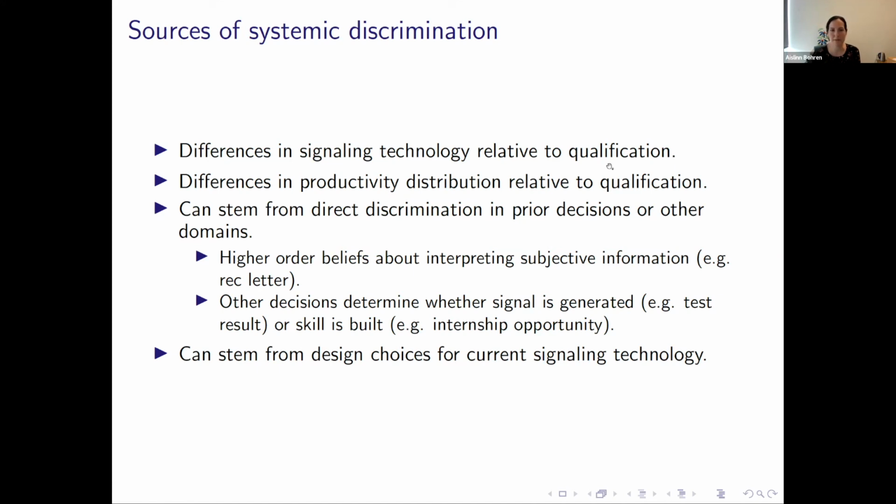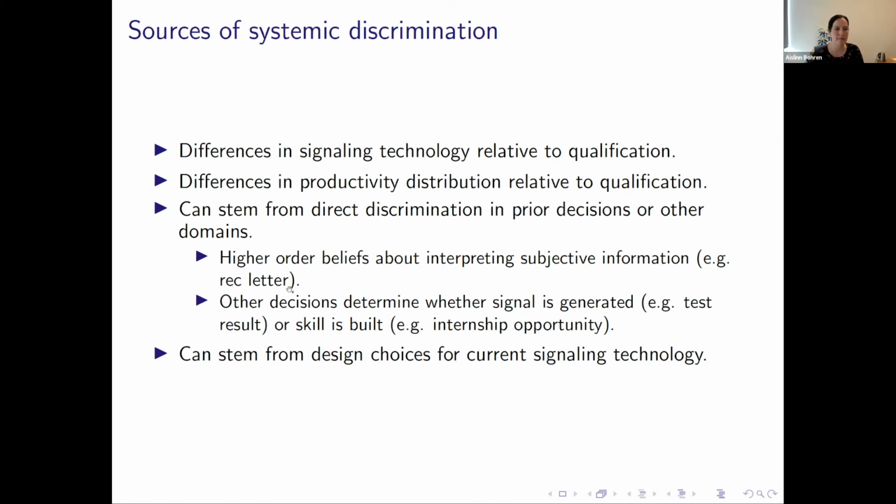It can stem from direct discrimination in prior decisions or other domains. In other words, if we have social information, as I mentioned, higher order beliefs can be a source of discrimination, in how to interpret that subjective information. And it can also be determined from other decisions determining whether a signal is generated. For example, does somebody have an opportunity to take a test and generate a signal, or build a skill? In other words, if someone has an opportunity to be hired for an internship and build their productivity for the next position they apply for.